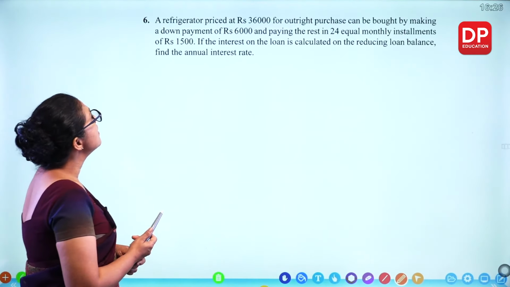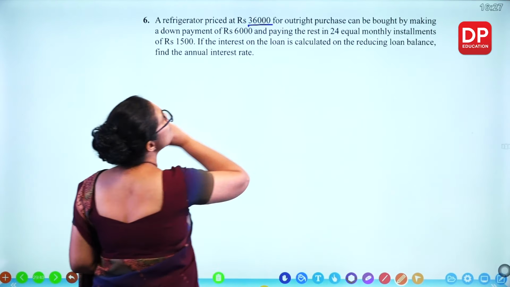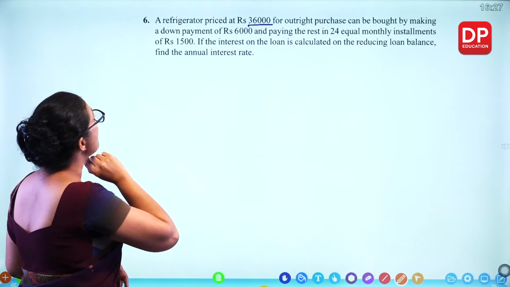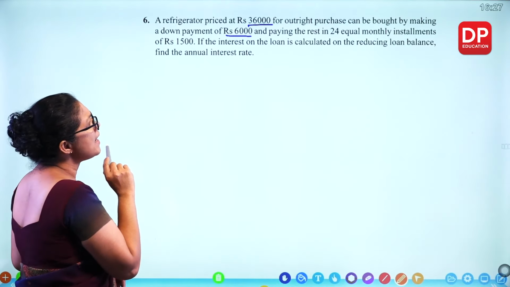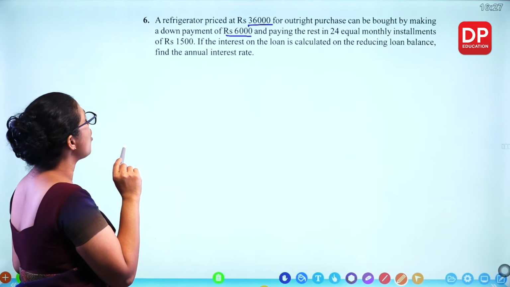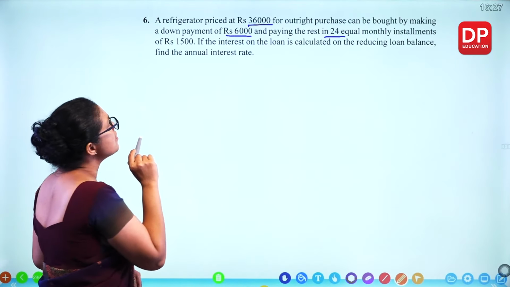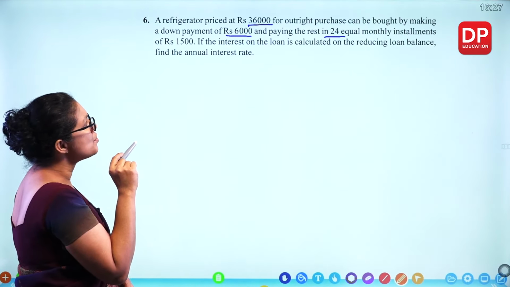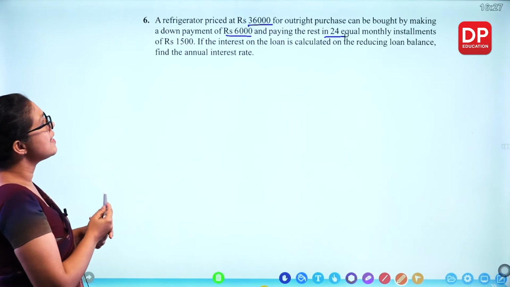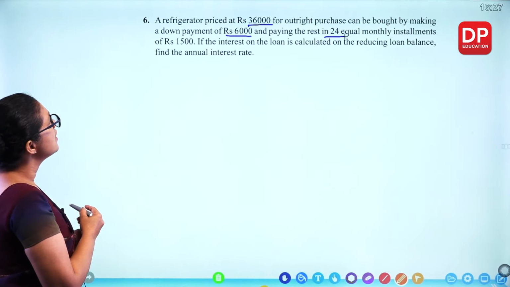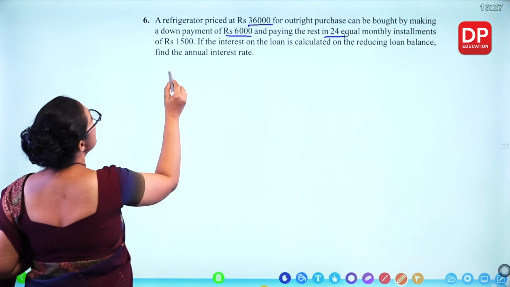Question number 6. A refrigerator priced at 36,000 for outright purchase can be bought by making a down payment of 6,000 and paying the rest in 24 equal monthly installments of 1,500. If the interest on the loan is calculated on the reducing loan balance, find the annual interest rate. So this is same as previous question. So what's the remaining amount? The balance you have to pay?